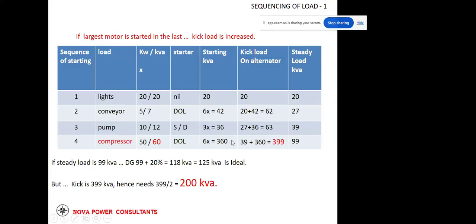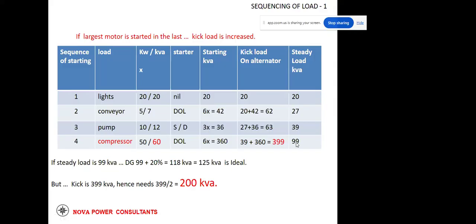39 base plus 360 kick load. That kick load goes to 399 for 3 seconds, maybe 4 seconds, something like that. But after starting, after 3 seconds, the load is 99 total. This 39 plus 60 is 99 kVA steady load.